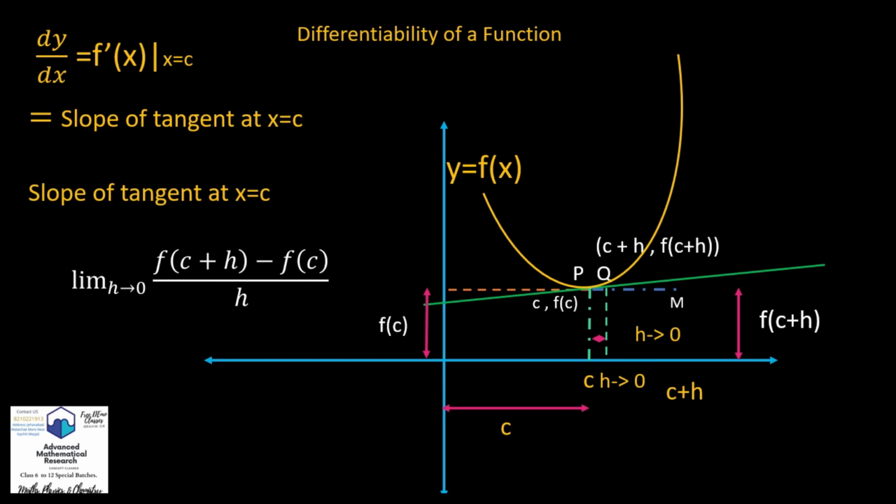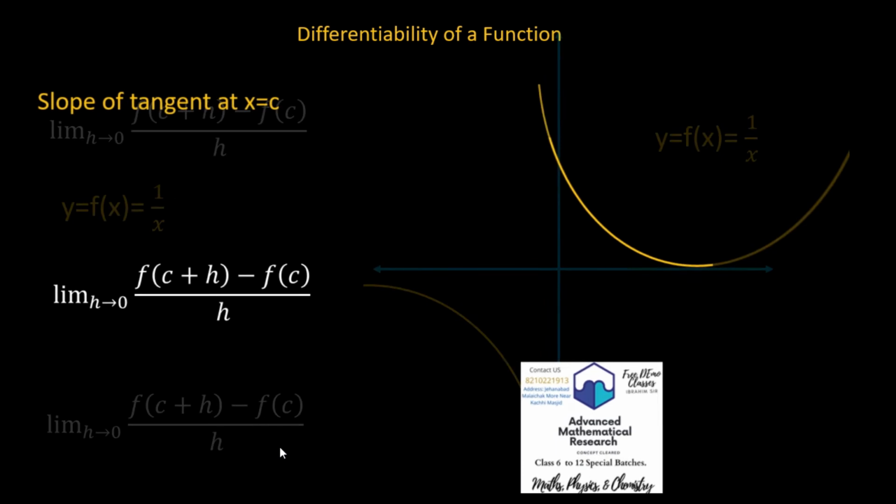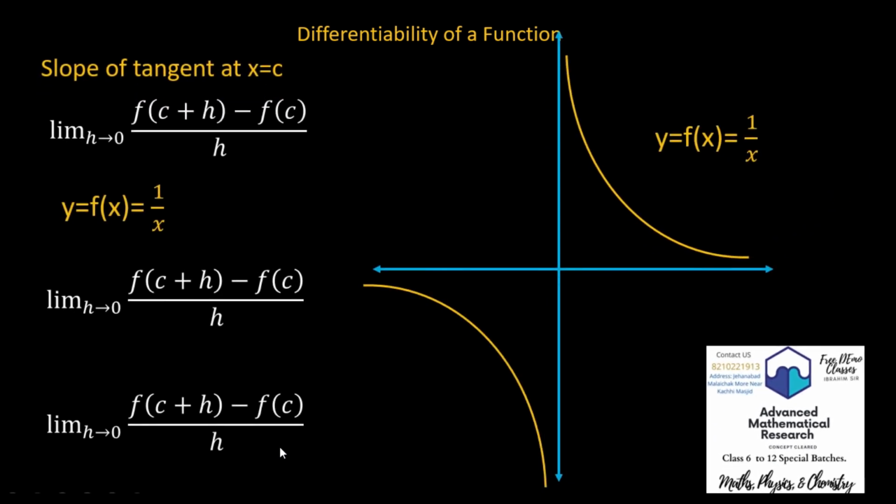Okay, so we can calculate the derivative of functions like the sine function, cosine function, hyperbolic function, parabolic function, exponential function, log function. All the derivatives can be calculated using this very particular formula, f of c plus h minus f of c divided by h, where h is tending to 0. So let's calculate the derivative of a hyperbolic function.